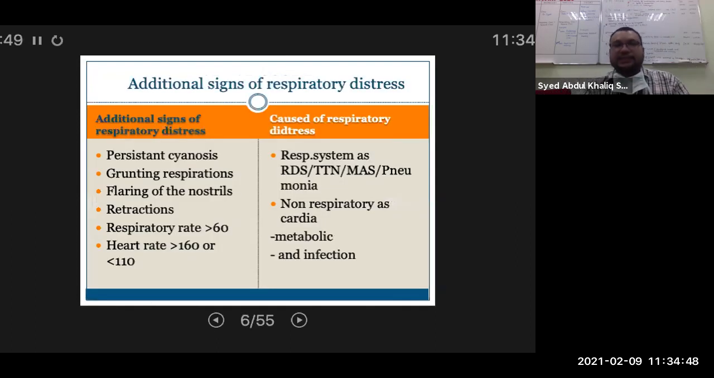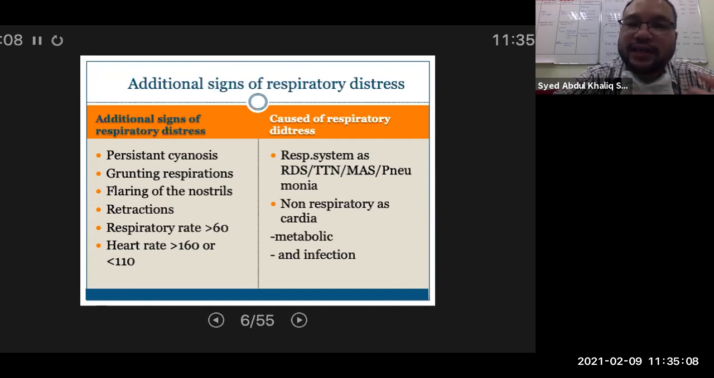So what are the additional signs when you assess if the baby has respiratory distress? What are the signs? So first is the respiratory rate. Rate is more than 60. Less than 60 is still acceptable. So what are the other signs? Persistent cyanosis. The baby may be blue.